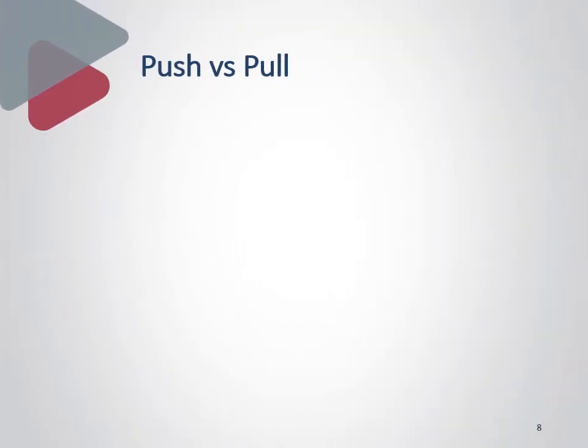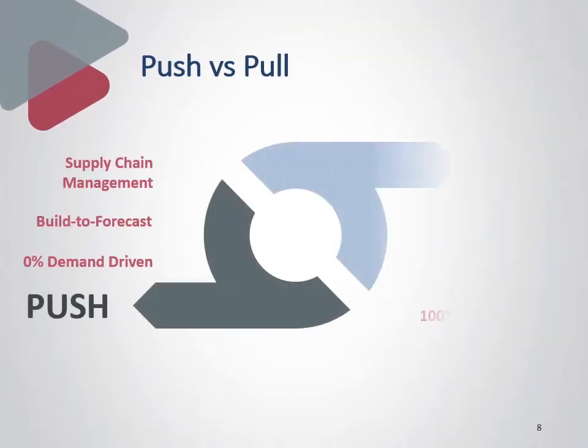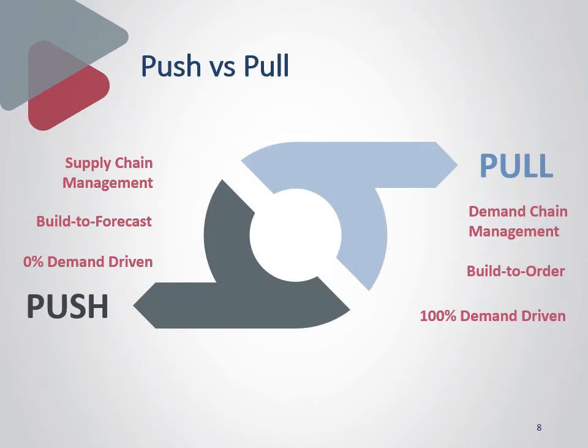Next, we have push versus pull. Demand chain management is viewed as a pull strategy where the aim is to facilitate the flow in the chain according to customer requirements. While on the other hand, supply chain management is viewed as a push strategy in which products are put into the market based on historic trends and data from the past.